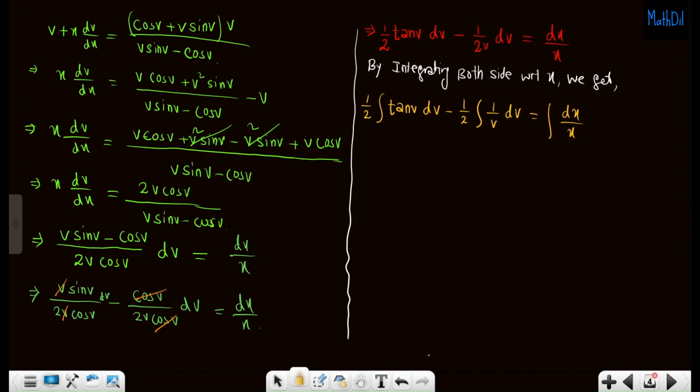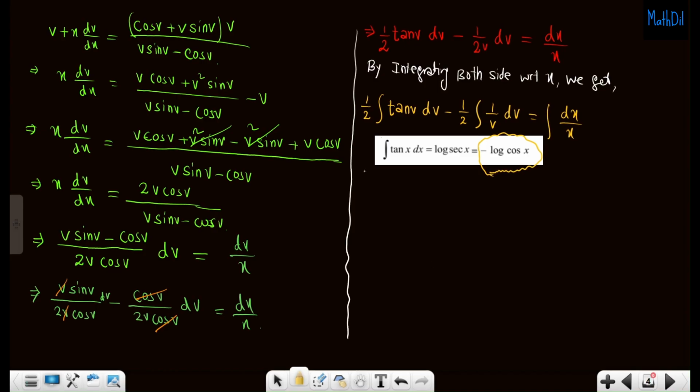See, this is the standard integration. What it is, that integration of tan x dx is equal to this one and this one, right? So you can proceed by using any one of them, right? And students, I am going to take this one. Okay, so see, we can write that integration of dx by x is equal to 1 by 2 integration of tan v dv minus 1 by 2 integration 1 by v dv, right?